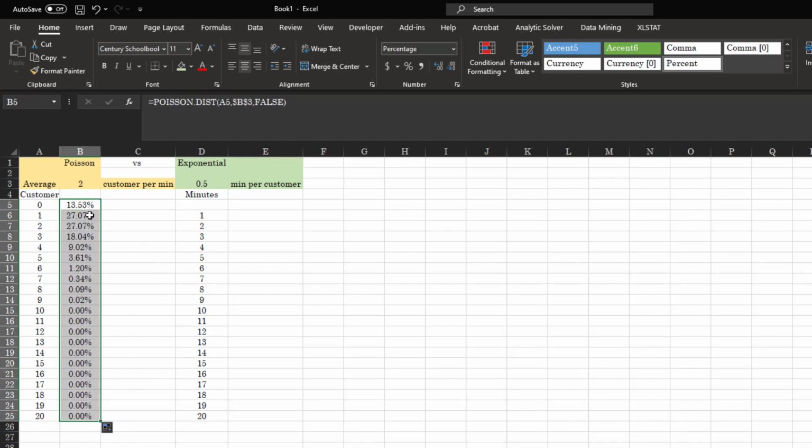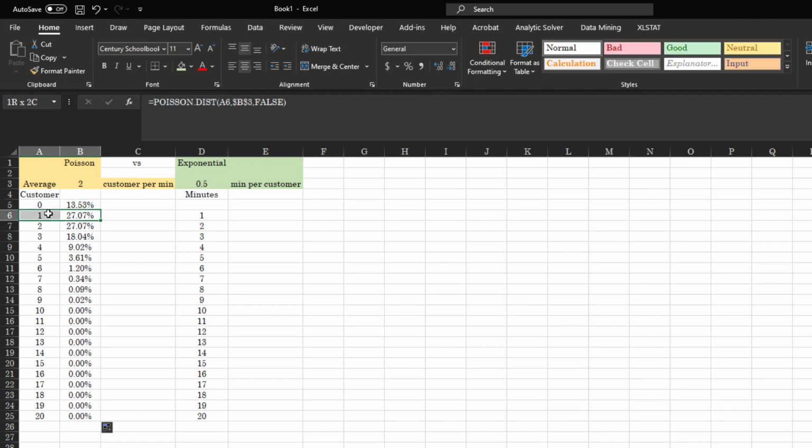So here's what we've got. You have a 13.53% chance you get no customers in the next minute. You get a 27% chance that you have 1 customer. You have a 27% chance that you have 2 customers.